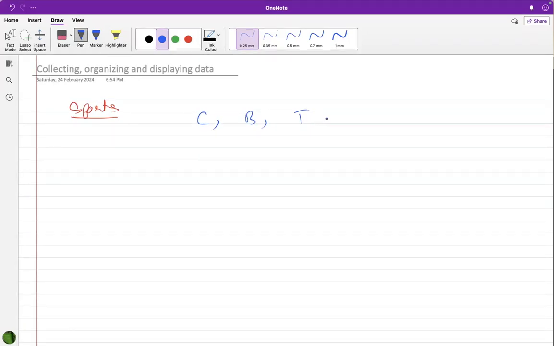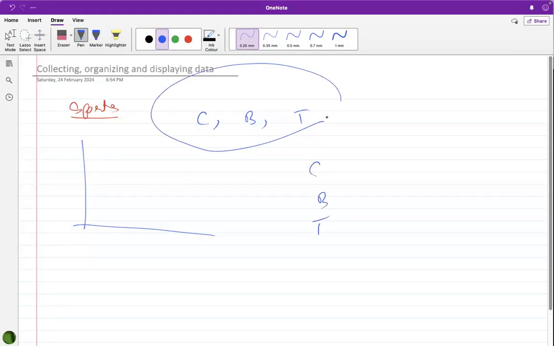And if we choose to draw like this: cricket, badminton, and tennis. Suppose we have 300 students at school and we collect this information that 75 are interested to play cricket and 200 are interested in playing badminton and 25 are interested to play table tennis.